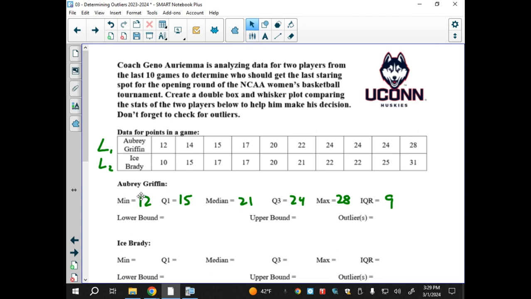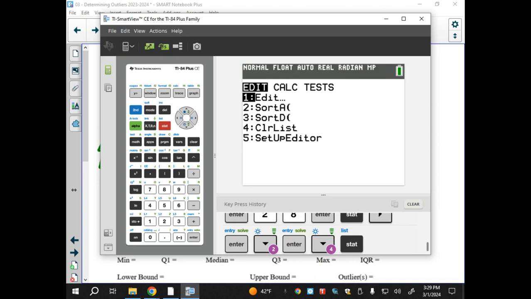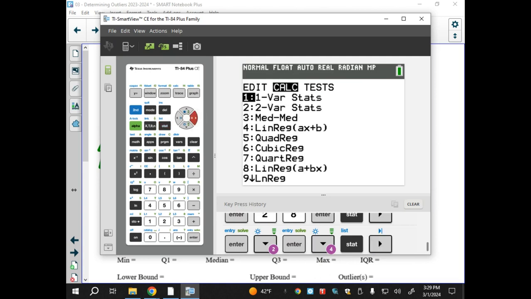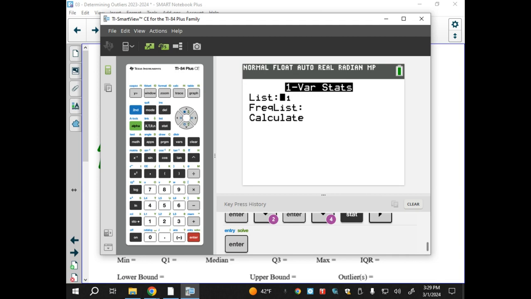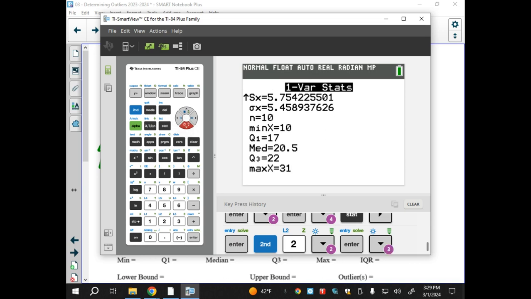But now let's go back to our calculator and let's get our data for Ice Brady. Okay? So I'm going to go back. I'm going to hit stat. I'm going to go over to calculate. I'm going to do our one variable statistics again. But this time to get our data for Ice Brady, we don't want list 1. We want list 2. So if you notice above numbers 1, 2, 3, 4, 5, 6, in blue you have L1, L2, L3, and so on. We want L2, so I'm going to push second 2, and that just replaces it with list 2, which is Ice Brady's data. We're going to hit calculate, and then we see some new min, new quartile, median, quartile 3, and so on. So that's what we're going to take to write down for Ice Brady's data.